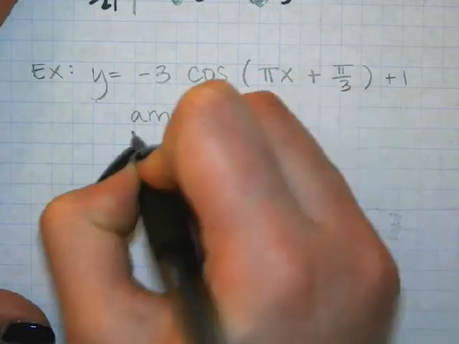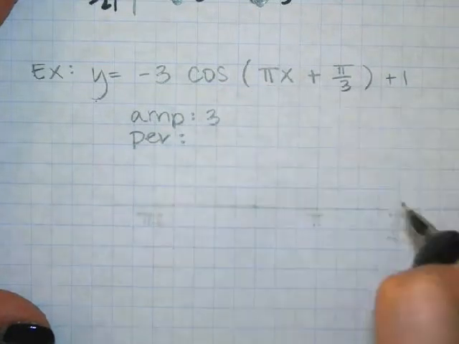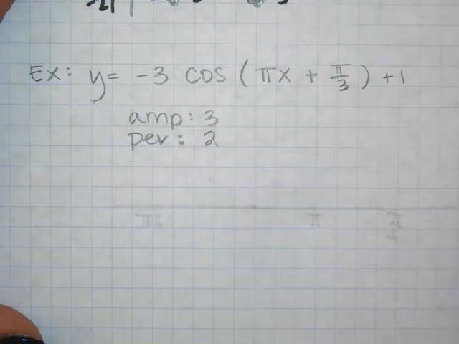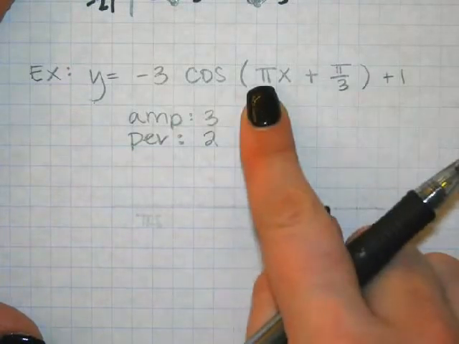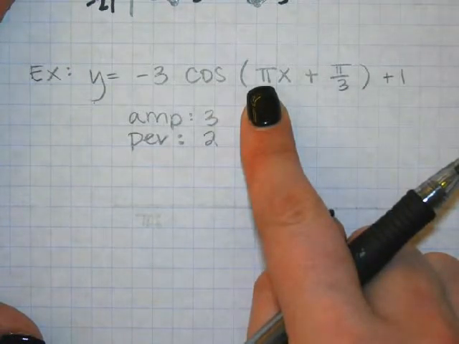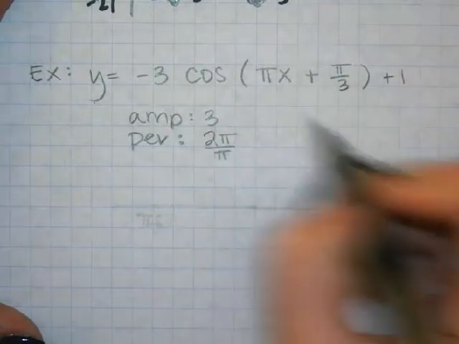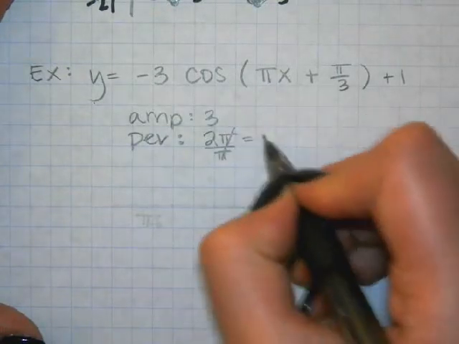The period of the graph is 2, right? Because we're going to do 2 pi divided by pi, and the pi's cancel. Do I need to show that I did that? Yeah. So we would have 2 pi divided by pi, because that's the pi right there, and they cancel, so the period's just 2.